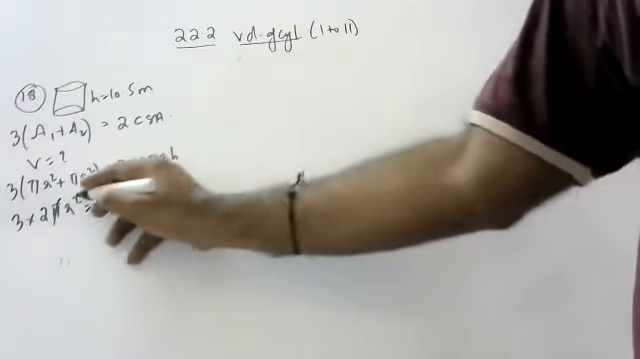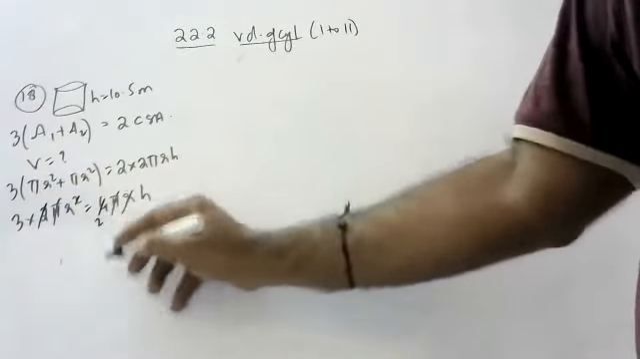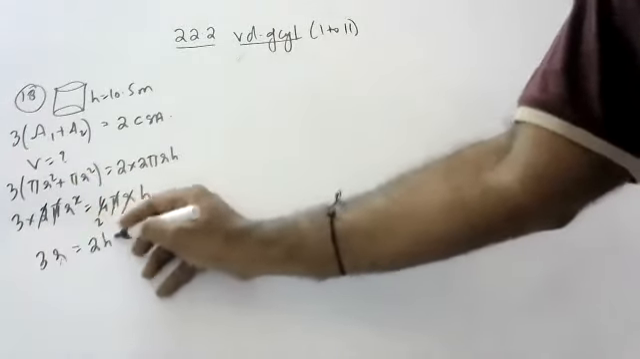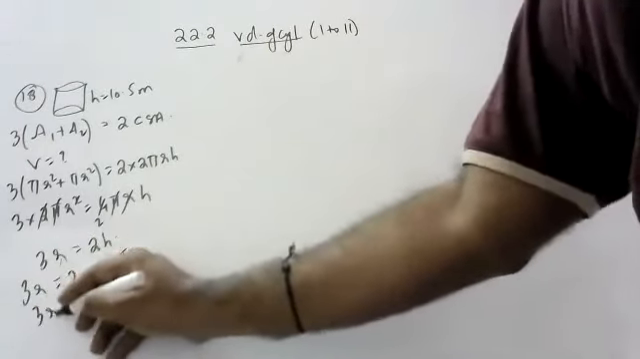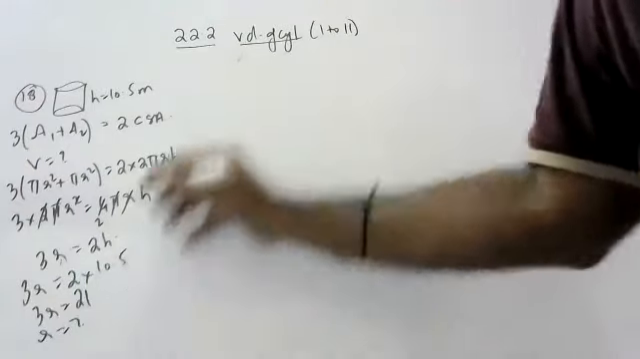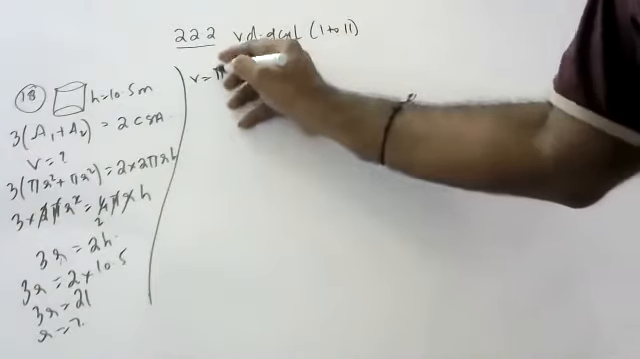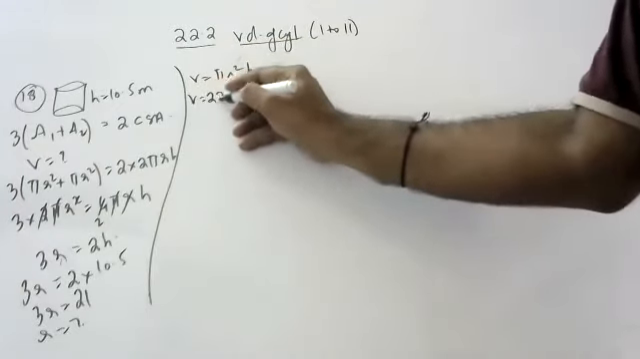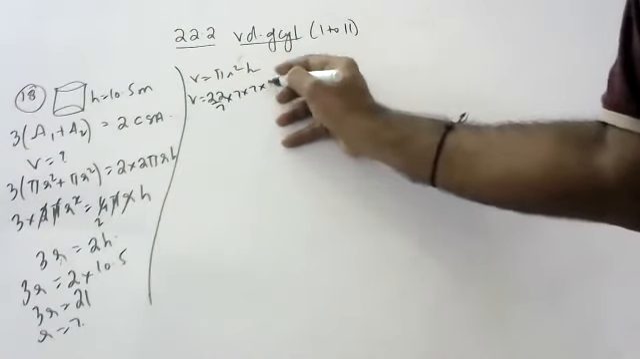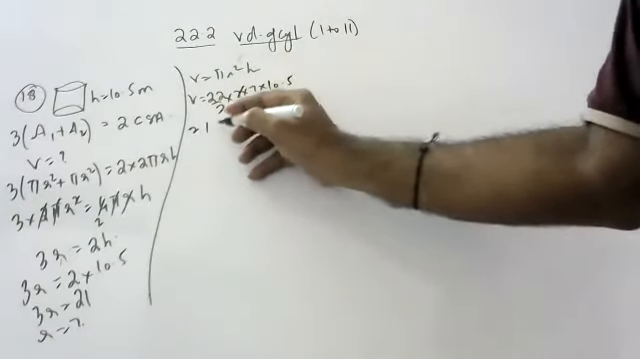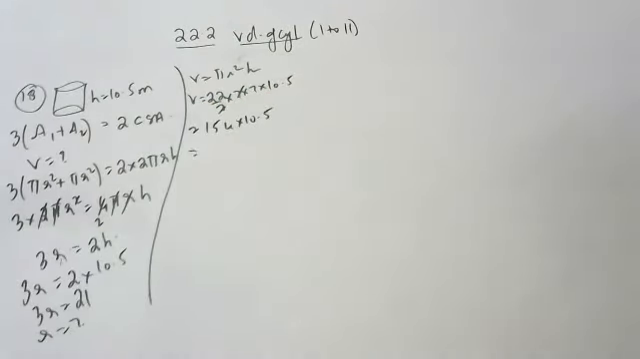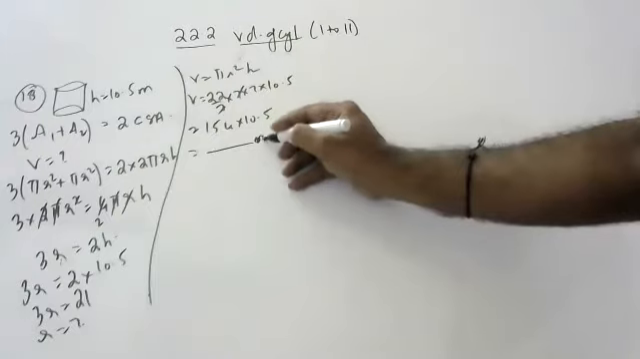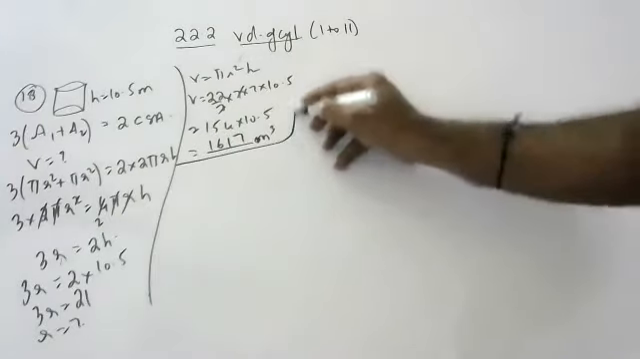Pi cancelled, r cancelled, 2 cancels. So 3r is equal to 2h, so 3r is equal to 21 meters. R is equal to 7. Now we have to find the volume. Volume formula is pi r square h. Volume is equal to 22 by 7 into 7 into 7 into 10.5. 154 into 10.5 is 1617 meter cube. That's very good.